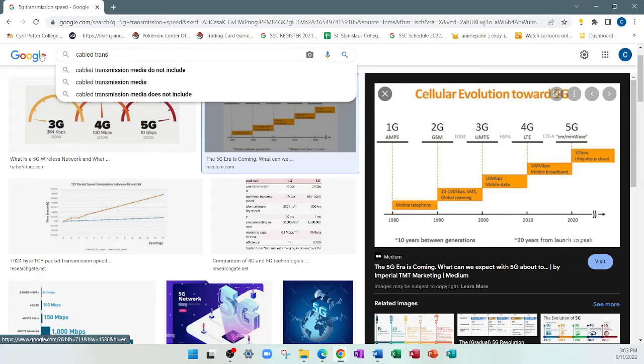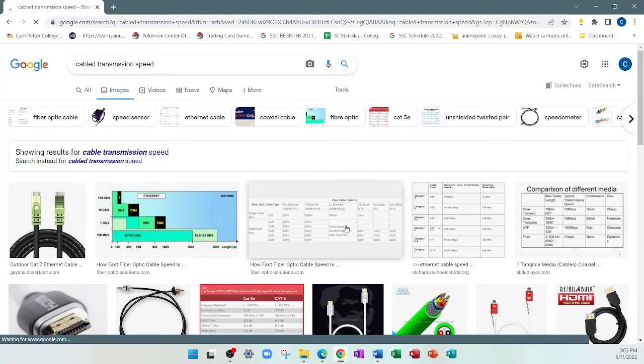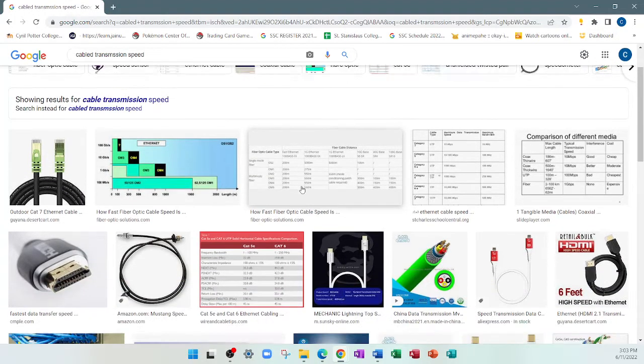Cabled transmission speed, let me see if I can get some rates for those cables. Let's see.